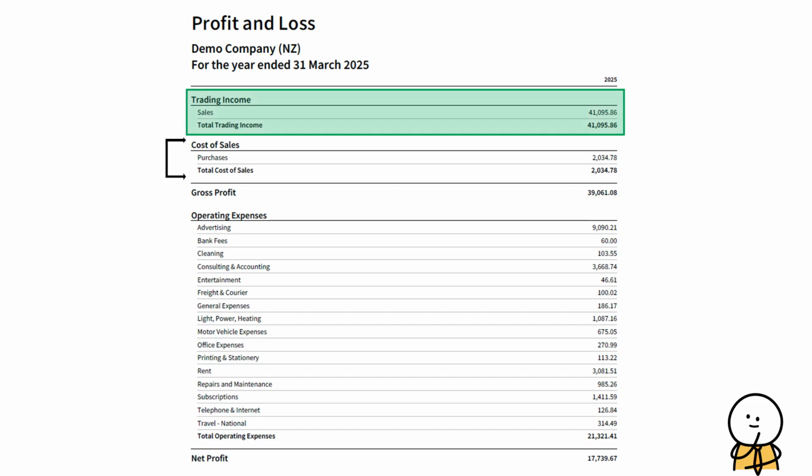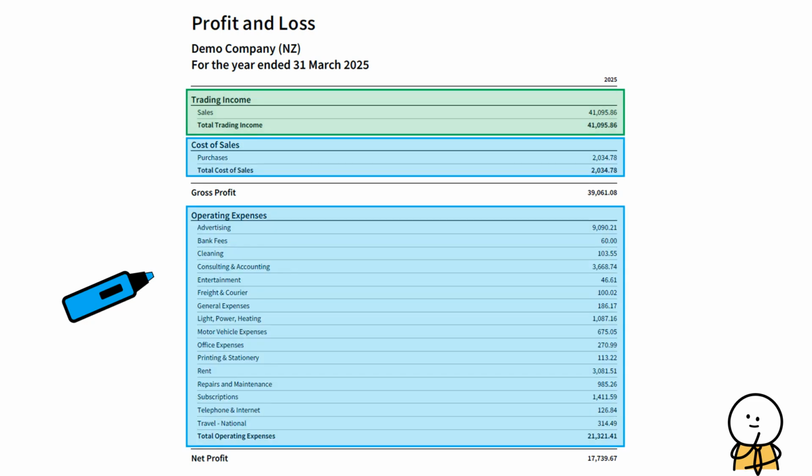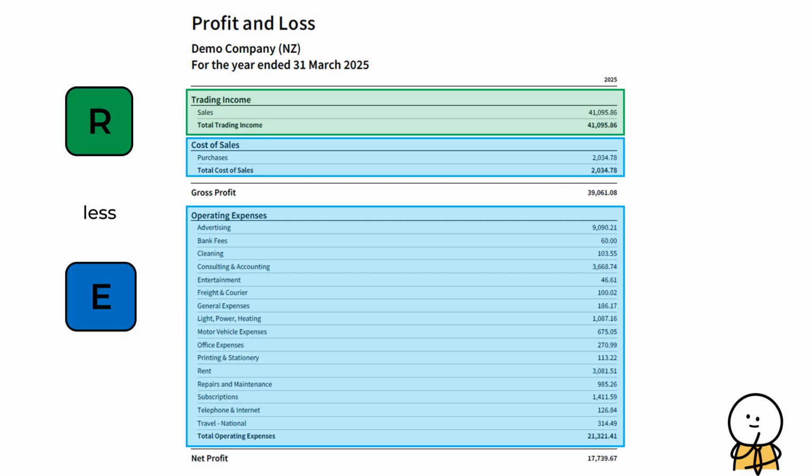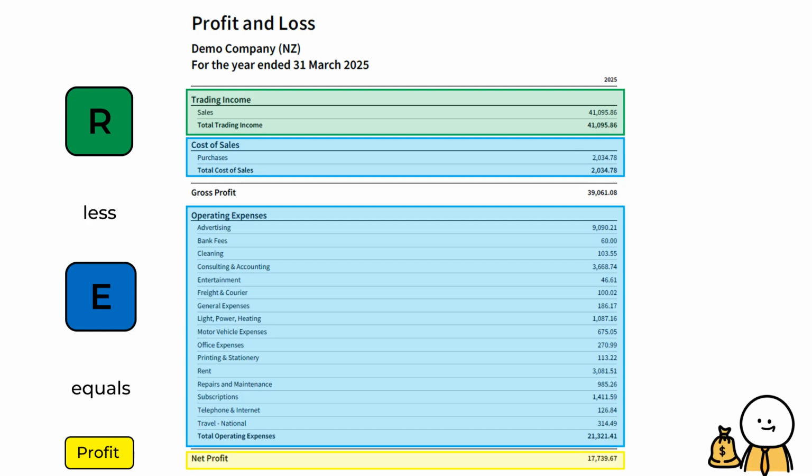Then we have some expenses here. We've got some purchases, and down below the gross profit we've got some operating expenses. And we know that expenses are blue, so we take our blue highlighter and we'll highlight all of those expenses in blue. From the previous video, we learnt that revenue less expenses is profit, and green minus blue is yellow. So our net profit is yellow, and it belongs to the owner.